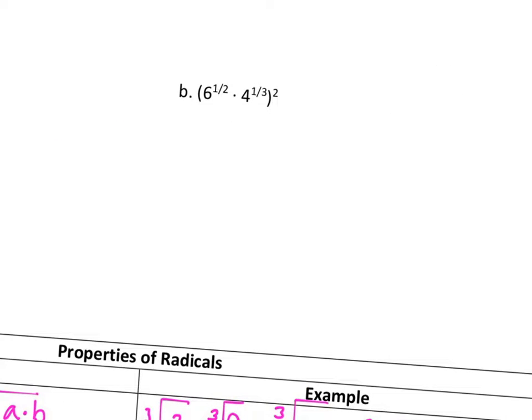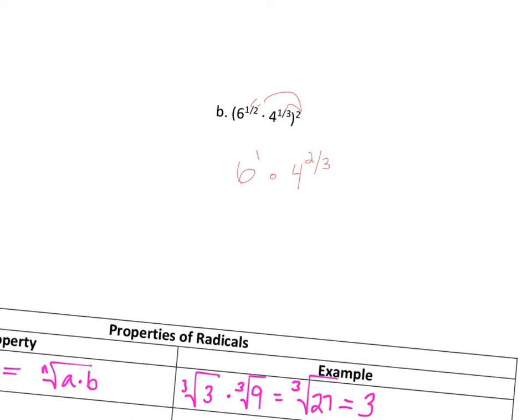On B, a couple different things are happening here. We have to distribute this 2 to both parts. So when we have parentheses, we multiply our power. So 1/2 times 2 is 1, and 1/3 times 2 is 2/3. And then since we don't have the same base or the same power, and this would be a yucky number if we put it in there, this is as far as we can take it, so we would just leave it alone.